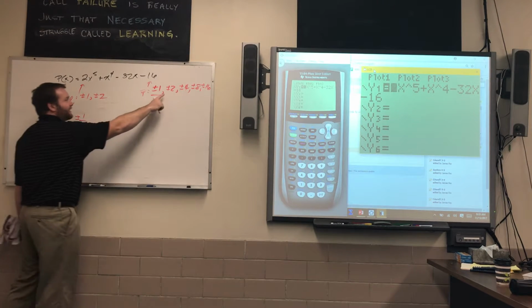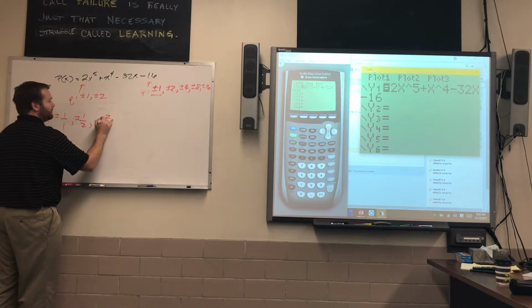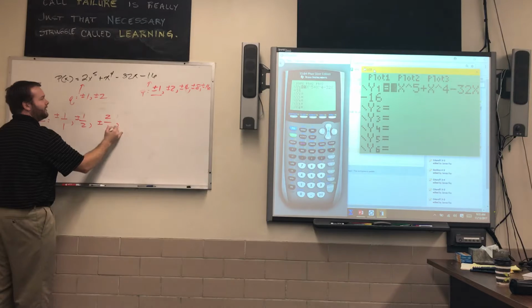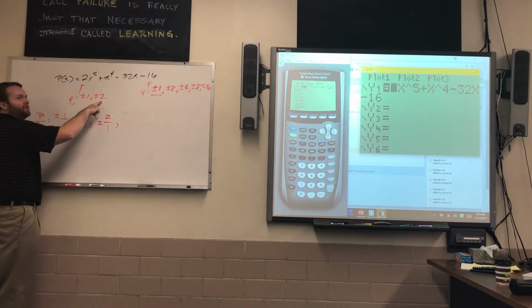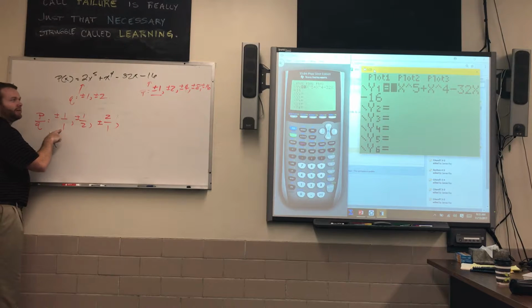Then I do the same thing for the second P. So plus or minus 2 over 1, and then plus or minus 2 over 2. Well, plus or minus 2 over 2 is what? 1, which we already had, right? So I'm not going to write it twice.